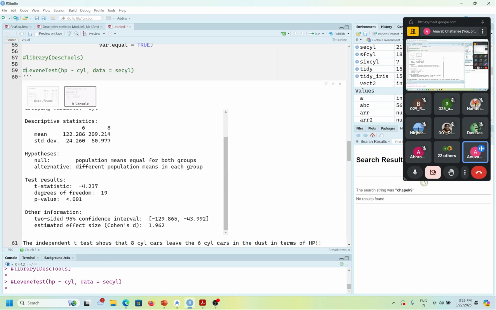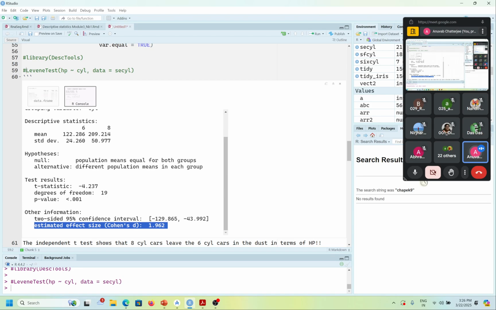So the practical aspect of the difference between the two data sets, that is what is given by the Cohen's d. If this value is greater than 0.8, then you have a practical difference between the two parameters that you are comparing. So here you have a value 1.962 that is hugely greater than 0.8. So you say that yes, the HP is actually practically also significant. It is not just that the p-value is significant, the actual effect size is also significantly different.